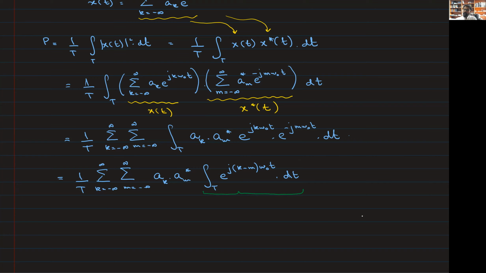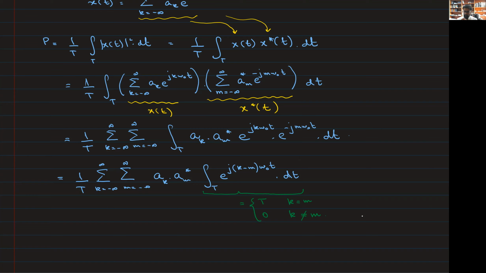So this is what we used in the derivation of the analysis equation. I would urge you to go back and review the reasons behind that. If you still have lingering questions, just stay back after the class and I'll explain. This is equal to 1. Actually, this is equal to T. This turns out to be equal to T when k is equal to m, and this is equal to 0 when k is not equal to m.